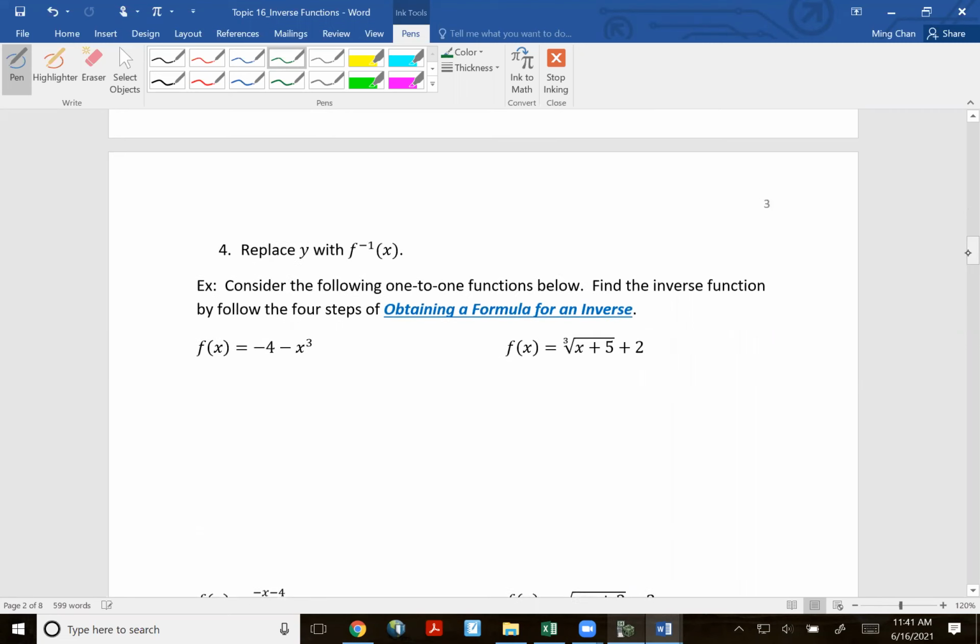So let's practice a little bit, then we'll do a bigger one. All right. Step number one is changing f of x into y equals.